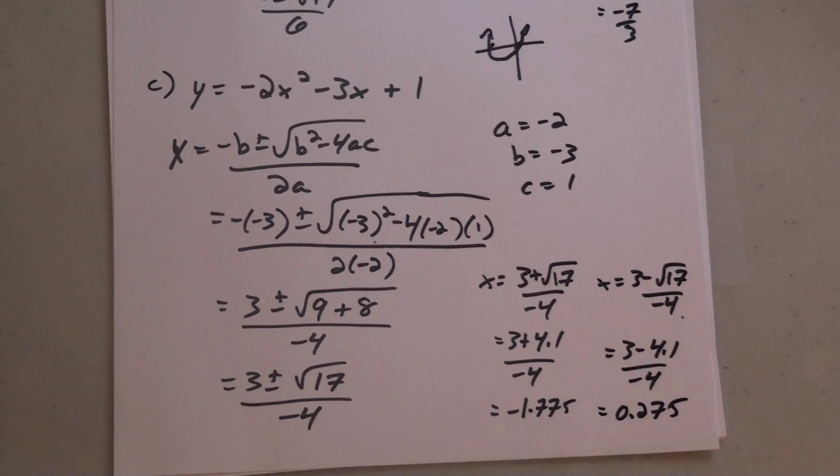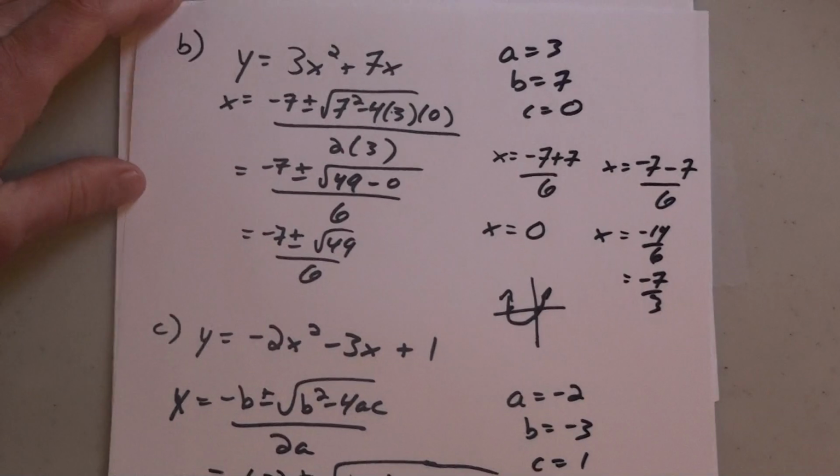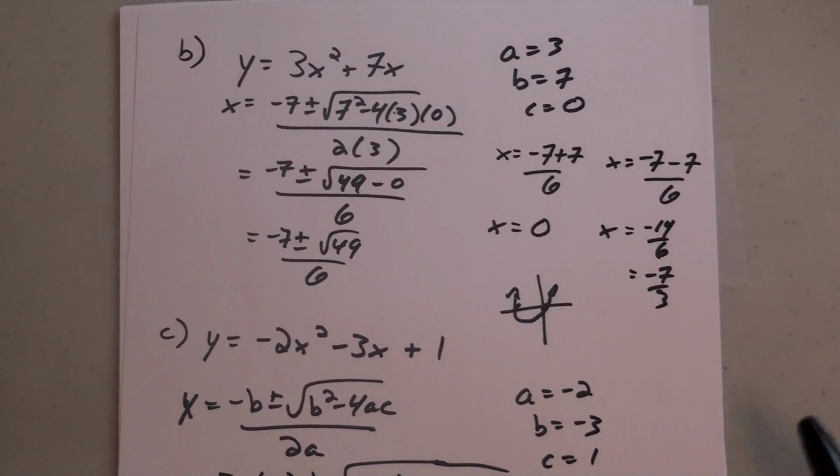You don't always have two x-intercepts. Sometimes you'll just get one answer, and sometimes if you have a negative under the square root, you won't have any real intercepts. This is Solving Using the Quadratic Formula by Energize Math.